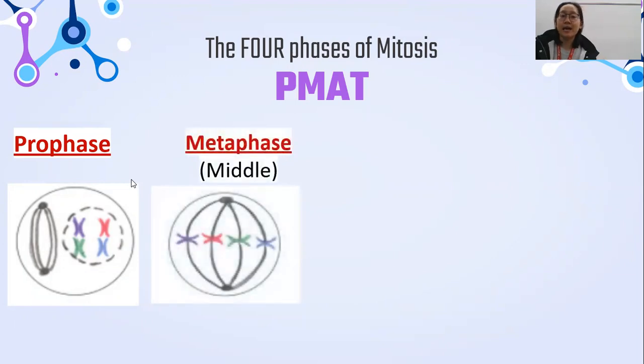In metaphase, the M in metaphase also stands for the M in middle. This is where the spindle fibers have moved all of the chromosomes to be in a single file line in the middle of the cell.